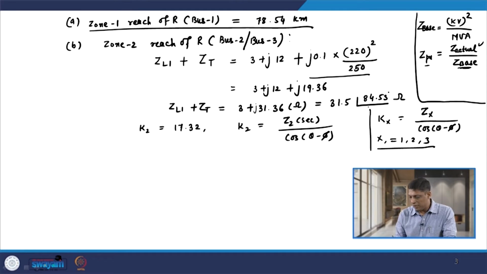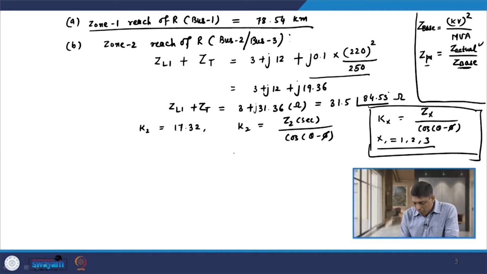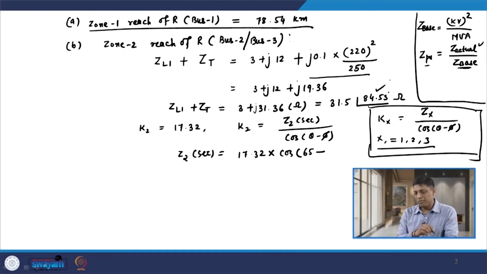So, you can easily find out the zone setting equation using this. If I put the value of Z2 secondary, that is equal to K2, that is 17.32 into cos of theta, that is 65 degree minus phi. Phi we have already calculated; because of the addition of the reactance of the transformer, the value of phi changes. So, it is 84.53. If you solve this, Z2 secondary comes out to be 16.32 ohm, right.